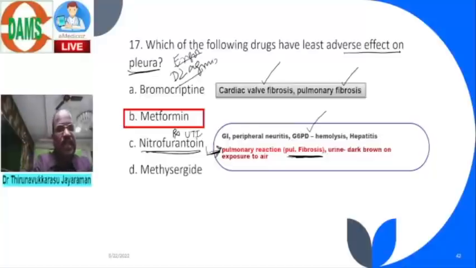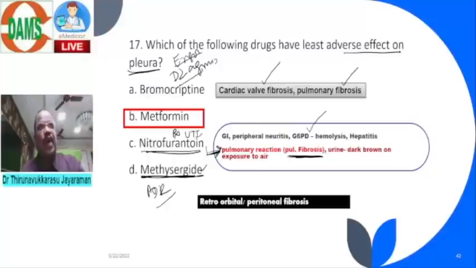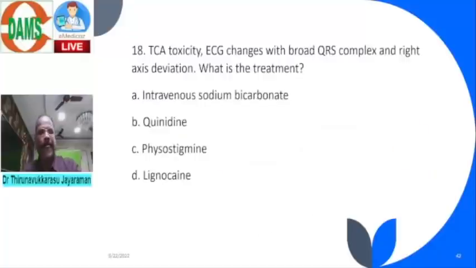And methysergide, one of the serotonin antagonists useful for migraine prophylaxis. This may cause adverse effects of severe retroperitoneal fibrosis and also risk of pleural fibrosis. So all these drugs can affect the pleura, except metformin. So the answer for the question is metformin.